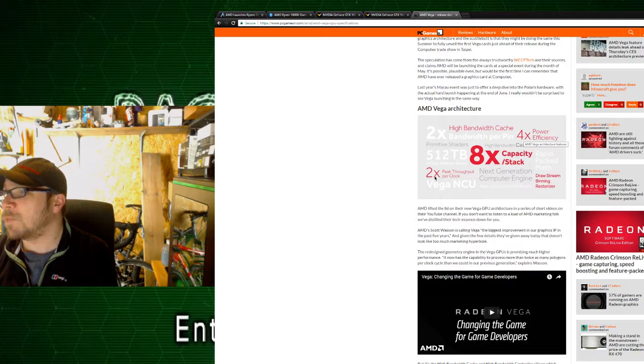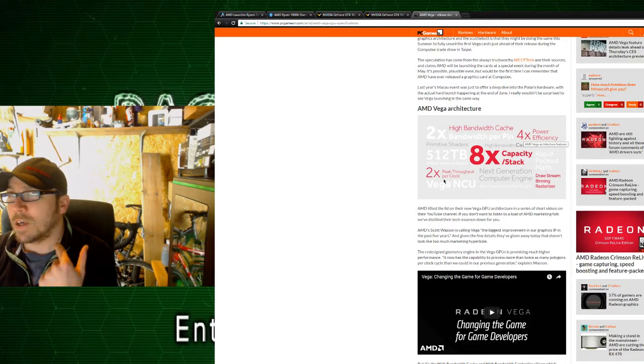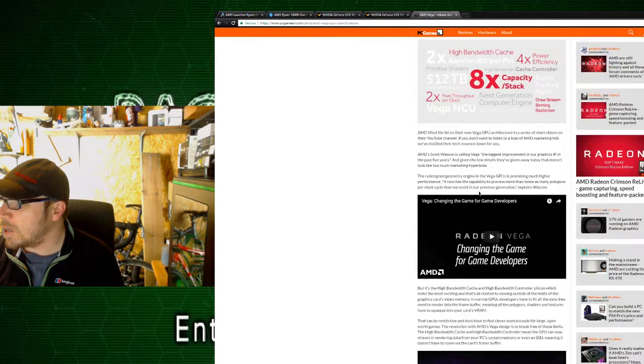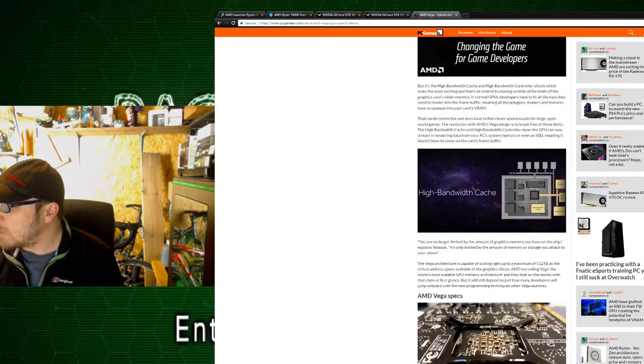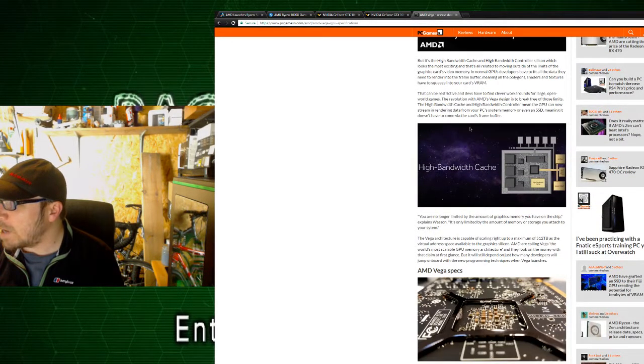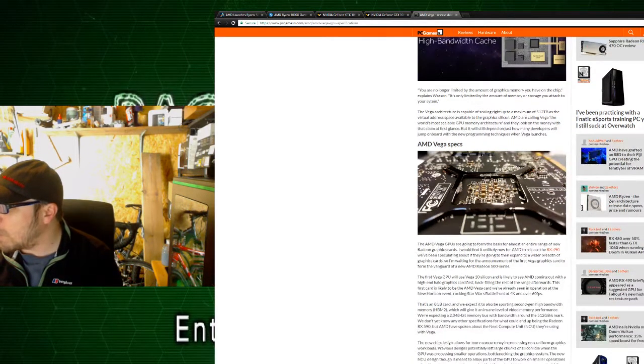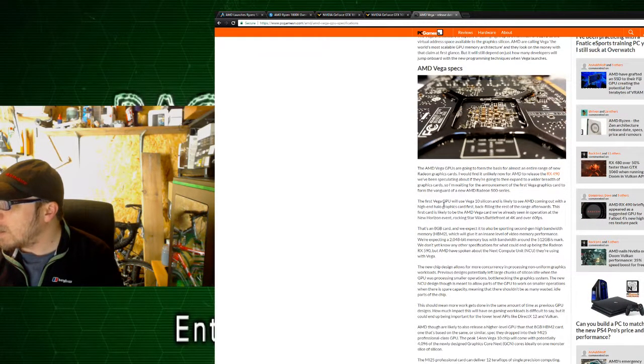Oh no, 2 times peak throughput per clock, that's because of the architecture. Actually, that's not new. And then they're calling it Next Generation Compute Unit, or NCU, which is good because GCN needed to change. And yeah, this article goes over a lot of things that we already know about Vega. And then it gets interesting down here once it gets to the Vega specs.